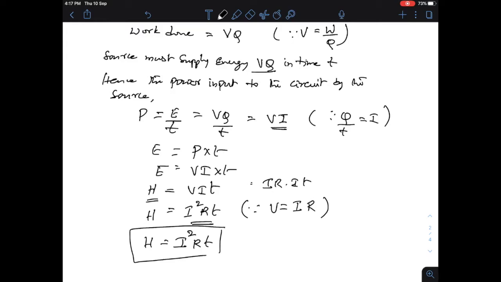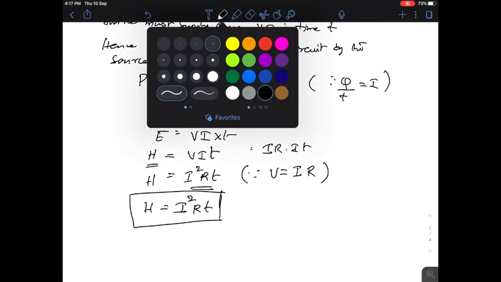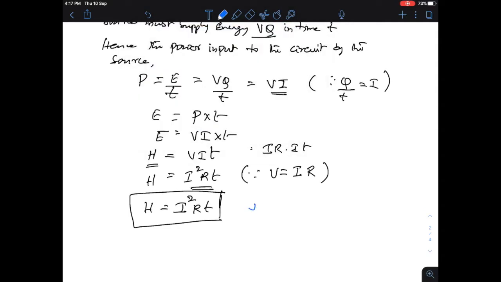So, this is the formula, and this is known as Joule's law of heating.